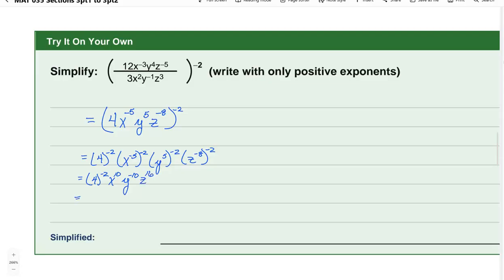And now we're going to move things that have negative exponents. So the 4 has a negative exponent, and the y has a negative exponent. They both move to the denominator. The x's and z stay in the numerator. So my final answer will be x to the 10th, z to the 16th, over 16 y to the 10th.